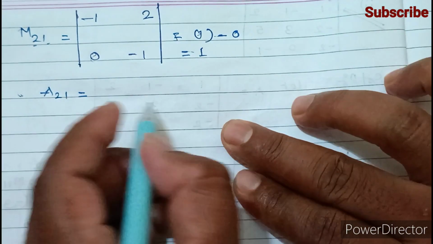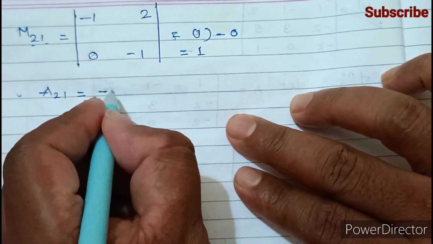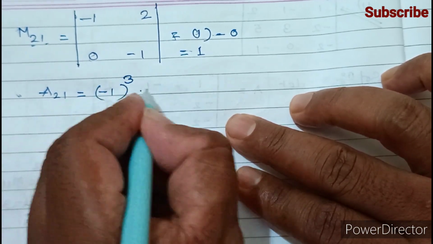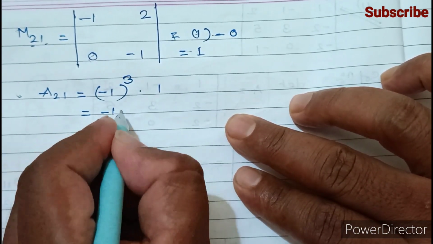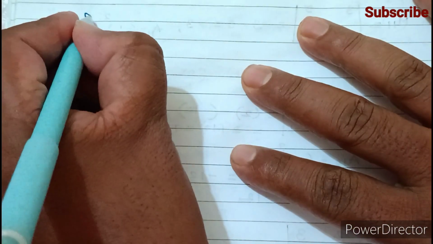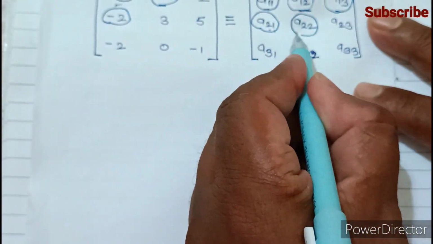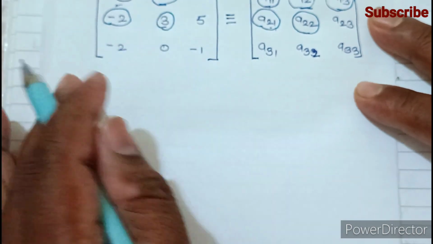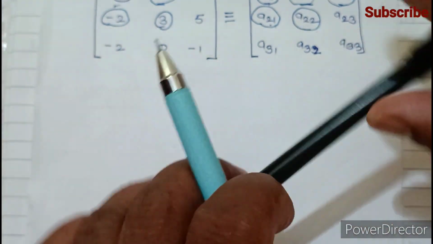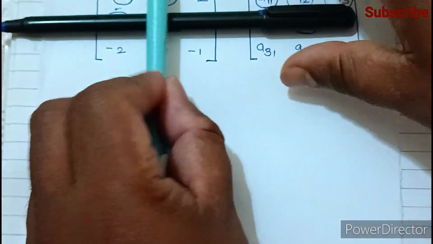A21, the cofactor of the 2,1 position, will be equal to minus 1 to the power 2 plus 1, that is 3, into 1, that will be minus 1 into 1, that is minus 1. Finding the minor m22, second row second column, means the position of a22, the minor of 3. By dropping second row and second column, we get the elements 1, 2, minus 2, minus 1.